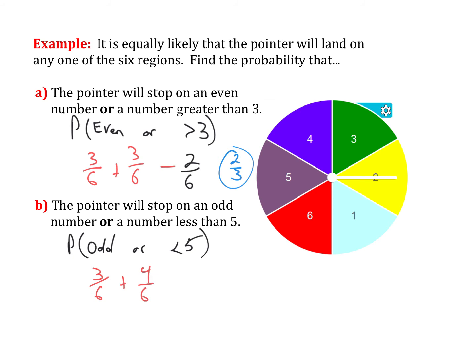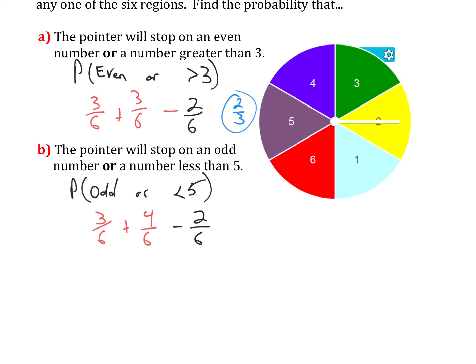But now I need to figure out where was the overlap. I need to subtract that away. So we had odd numbers, 1, 3, and 5. And then numbers less than 5, that was 4, 3, 2, and 1. I've double counted the 3 and 1. Those were included in both of those. So I need to subtract out those 2 values. Combine our like terms, 3 plus 4 minus 2, all in the numerator. We get 5/6.